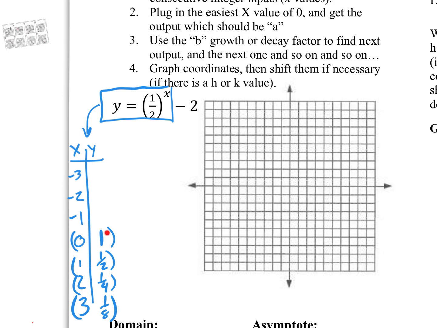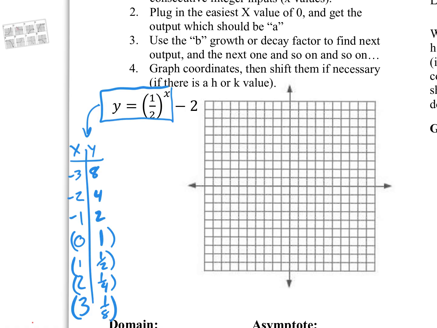Now, if going this way, it's decaying by half, that's like multiplying by half, multiplying by half, multiplying by half. What's the opposite of multiplying by half? Multiplying by the reciprocal of half, that would be 2. So if you go 1/8 times 2, that's 1/4. What's 1/4 times 2? It's 1/2. 1/2 times 2 is 1. 1 times 2 is 2. Times 2 is 4. Times 2 is 8.